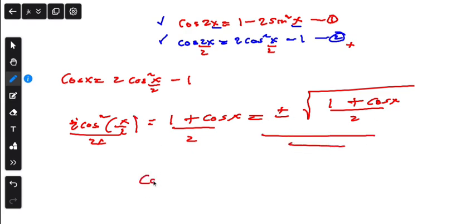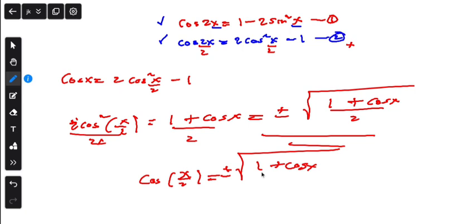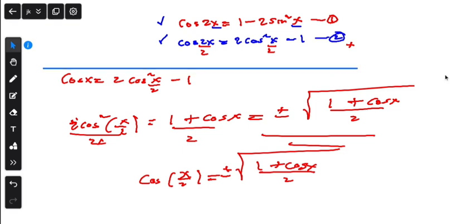So this is cos open bracket x divided by 2, then this is going to be equal to plus or minus root of 1 plus cos x, then divided by 2. Let's talk about the one for tan. So we know to say that tan is sine divided by cos.